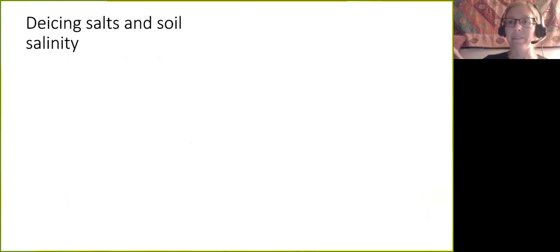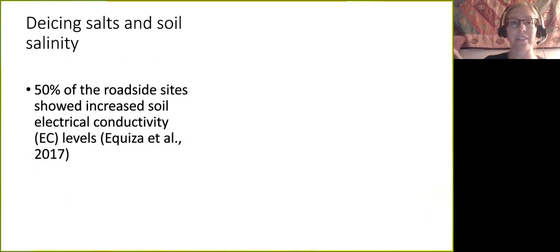Well, in Minnesota, we don't have arid or semi-arid environments, but we do have de-icing salts, and that has been found to show some increases in soil salinity along roadsides that use that to keep roads clear in the wintertime. So Akiza et al. found that 50% of roadside sites showed increased soil electrical conductivity levels when they were doing their research. Electrical conductivity is just a method to measure the saline concentration of soil, and it essentially is just looking at how well an electrical current passes through water.